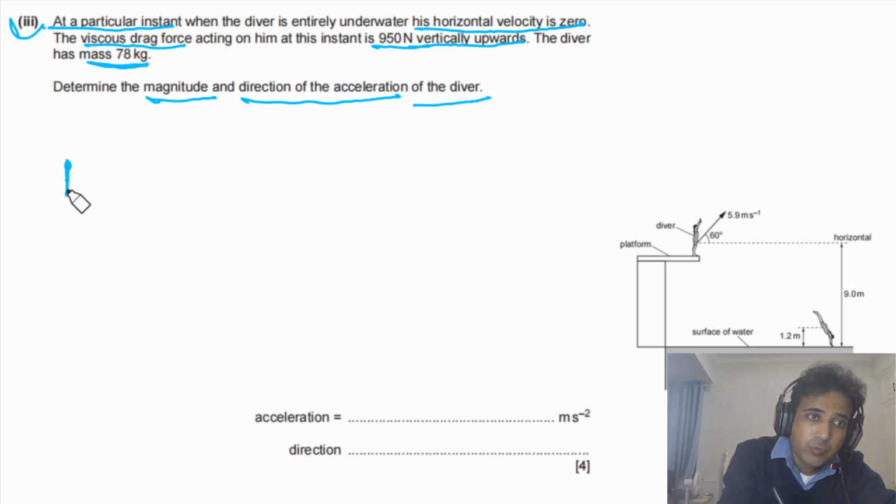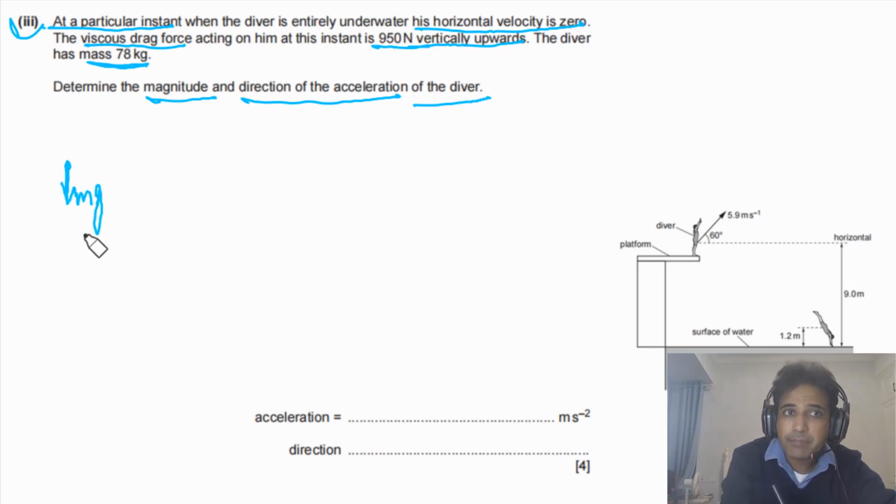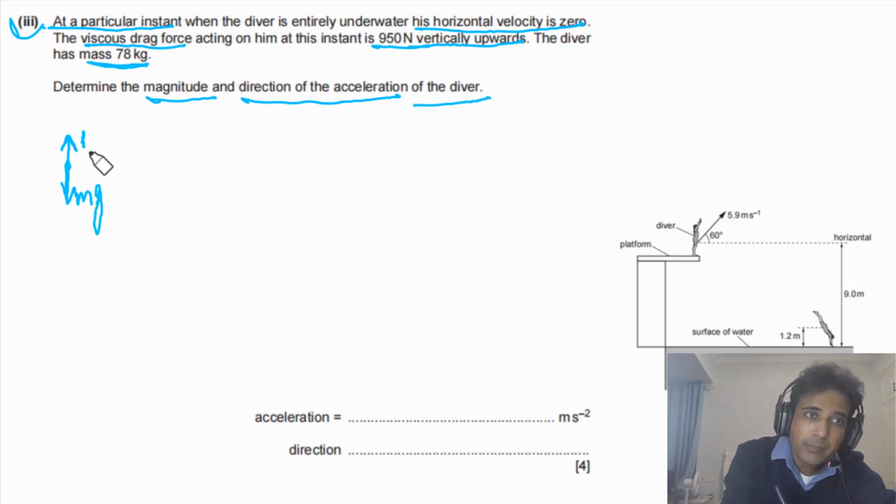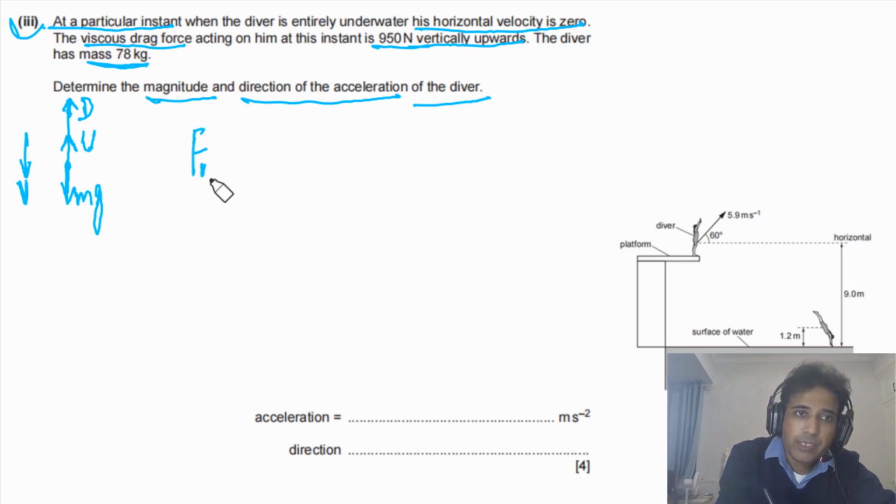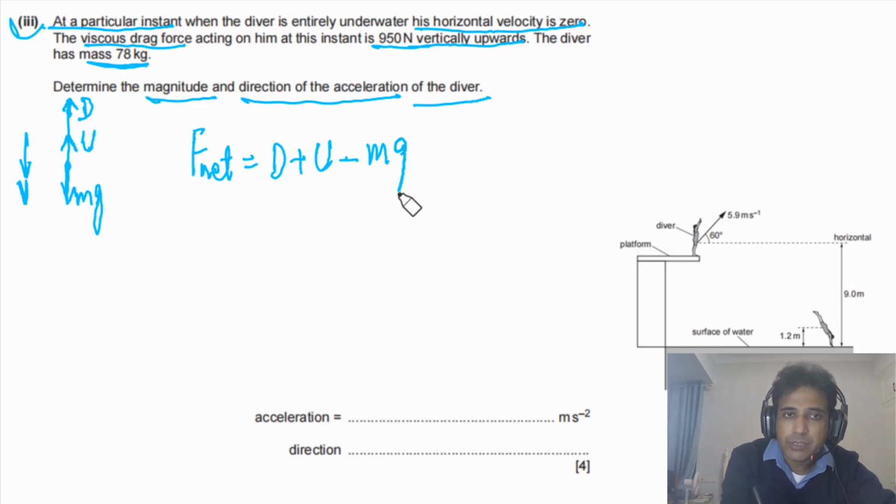When the diver is moving downward, the force acting on the diver in the downward direction is mg, and there is a force on the diver due to the fluid, that is the upthrust, and upthrust is acting in the upward direction. Also there is a drag force on the diver, so we can say this one is the drag force, and the diver is falling down, so this is the direction of velocity of the diver. So in this case we can write F net, which has to be equal to drag force plus upthrust minus mg. So this is F net.